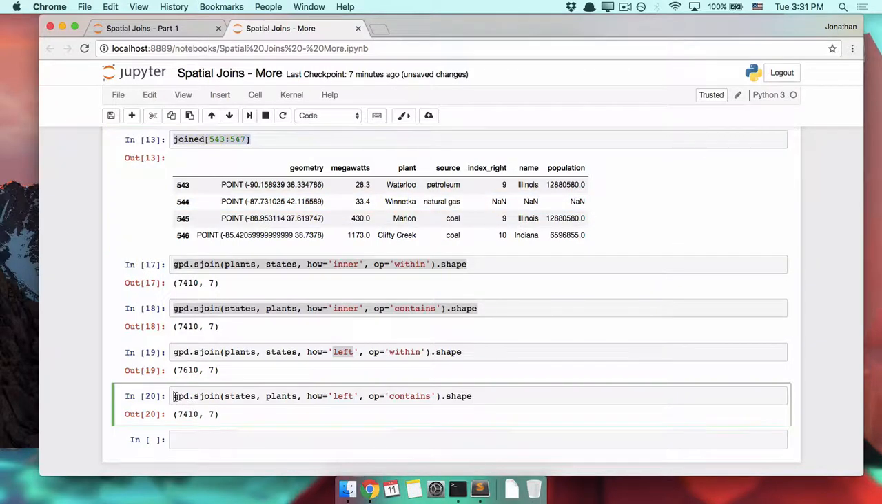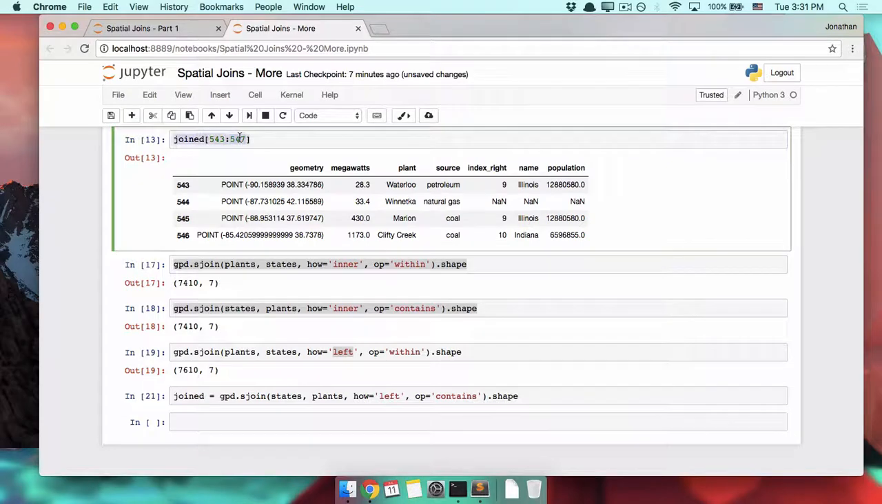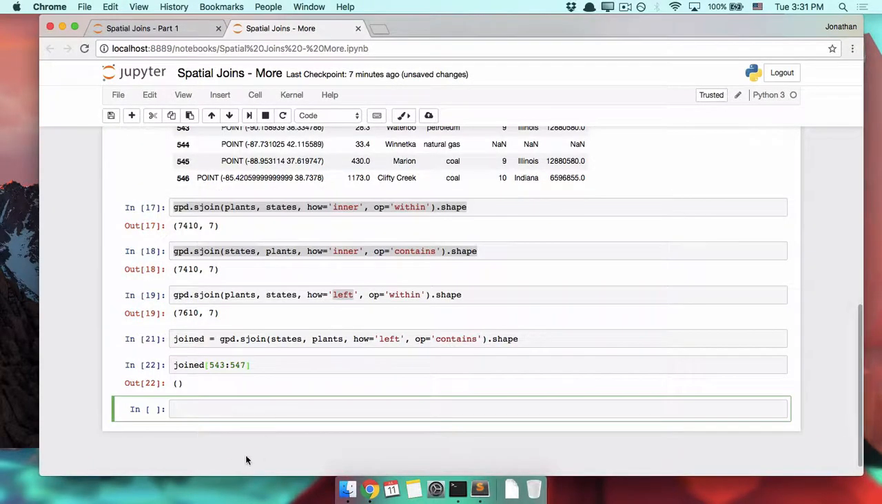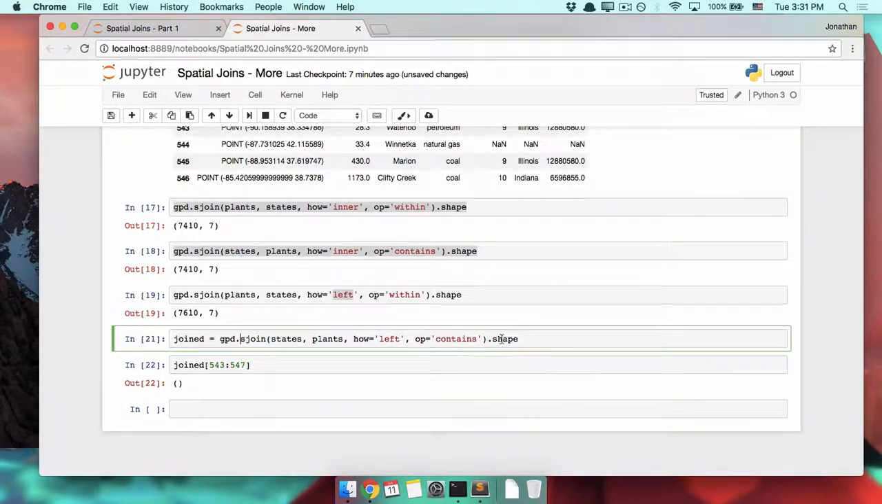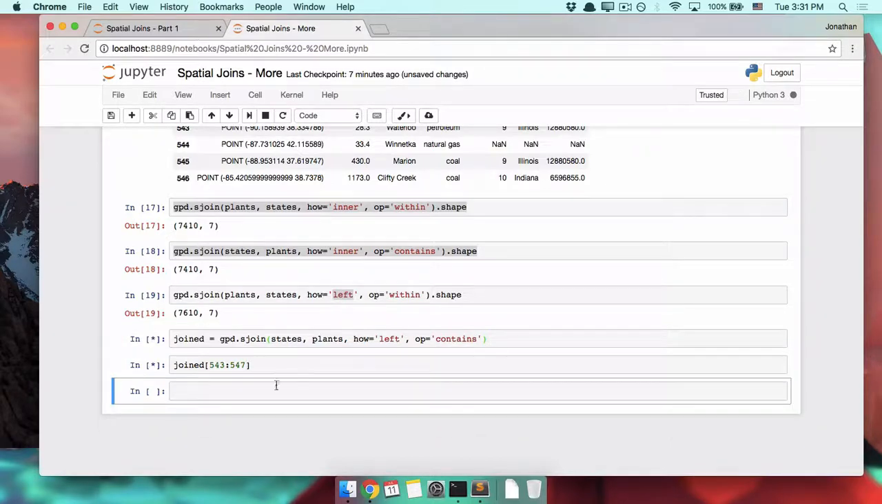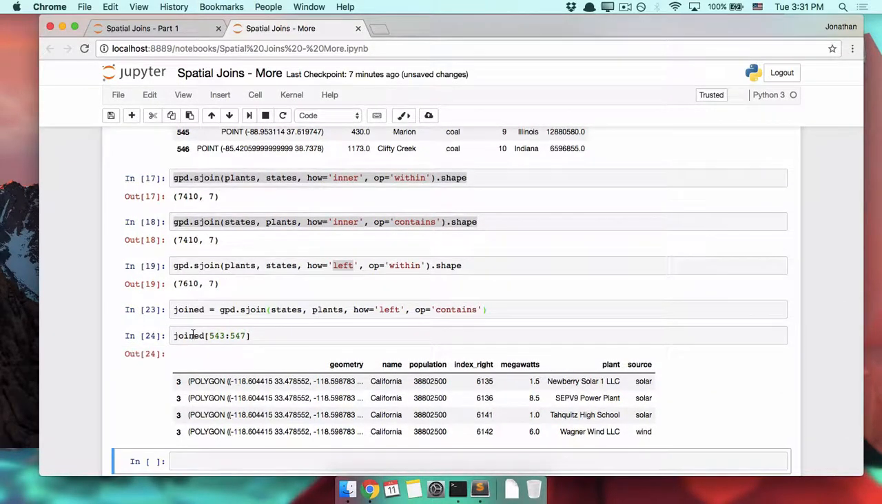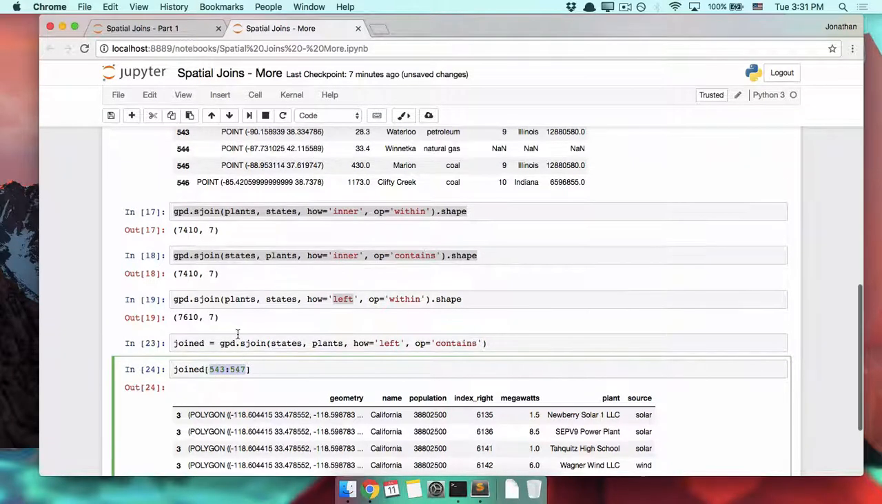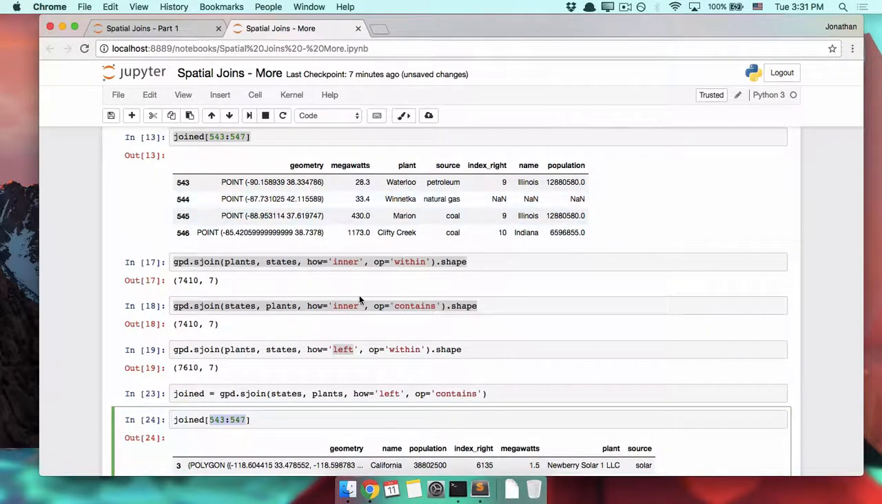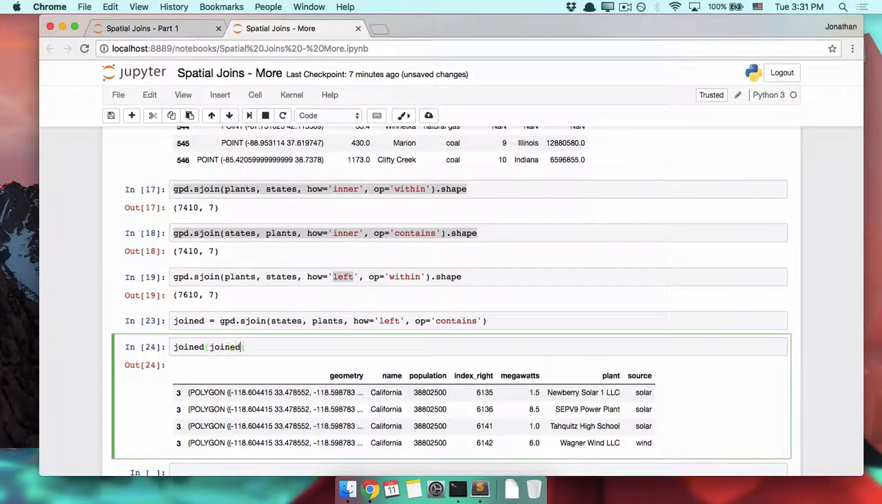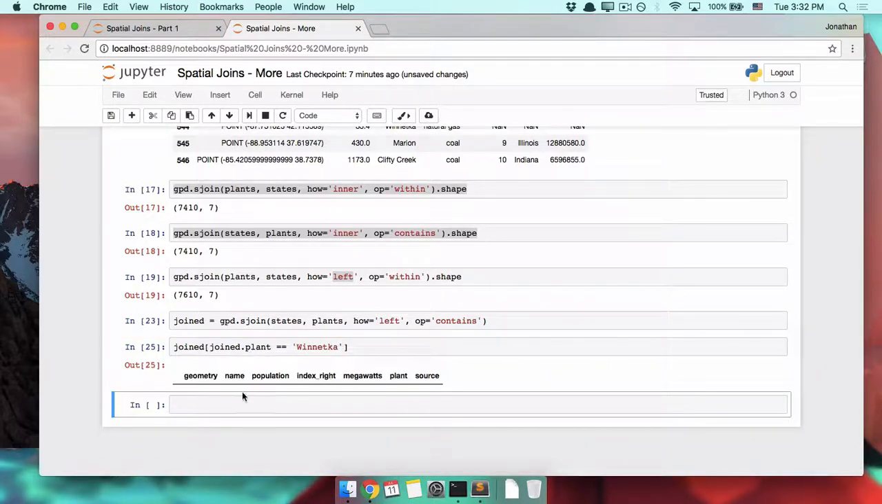But what happens if we do it here? Oh, not dot shape. Okay, so if we look at the same ones that we did before, we don't see Winnetka here. Let's try to track down the Winnetka plant. So join.plant, Winnetka. Where are you, Winnetka? You're not in the data set anymore.